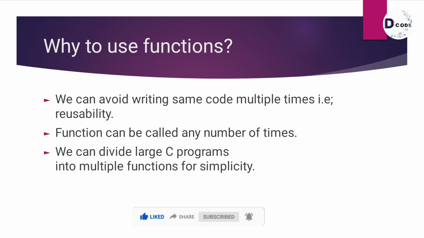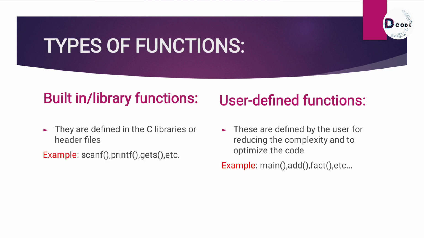It means we can avoid writing the same code multiple times because we can call it any number of times. This is reusability. Modularity is that we can divide large C programs into multiple functions so that the code would be simple. And functions are of two types: built-in functions or library functions, and user-defined functions.